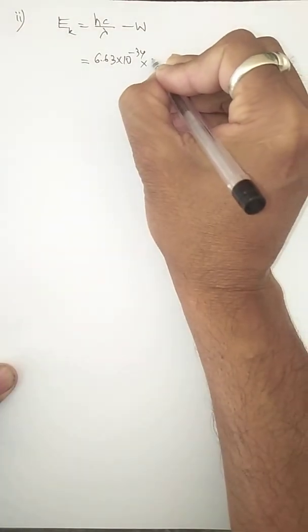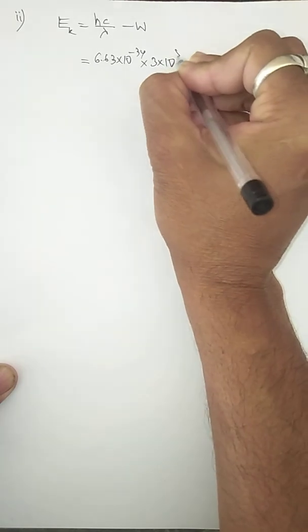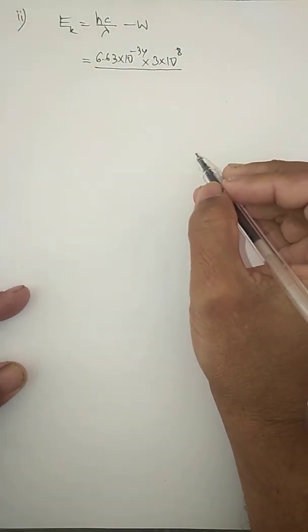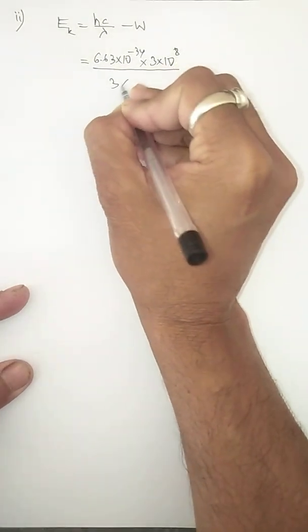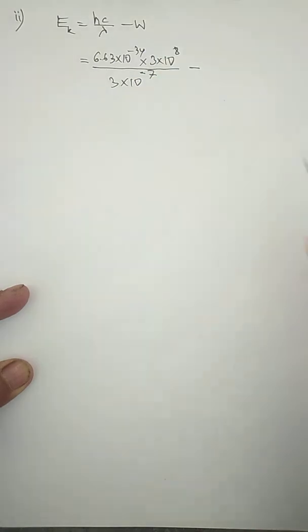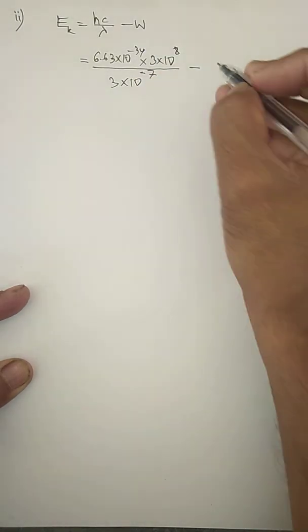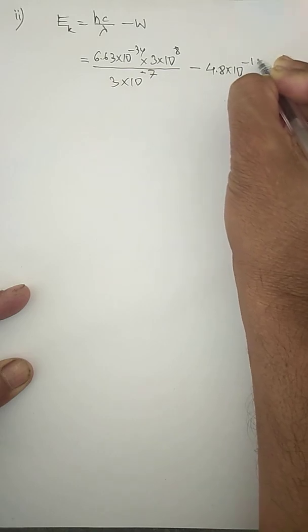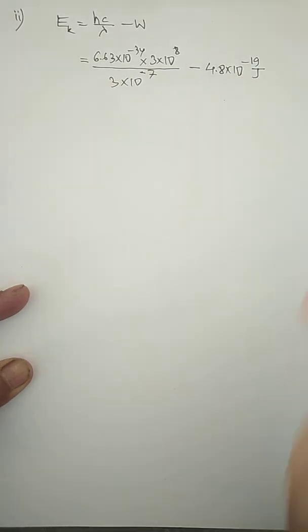Speed of photon means speed of light, that is 3 into 10 to the power 8, divided by lambda. Lambda means the wavelength of the incident photon, that is 3 into 10 to the power minus 7. Minus the work function, which we have already calculated in joule, and that is 4.8 into 10 to the power minus 19 joule. This is the work function.